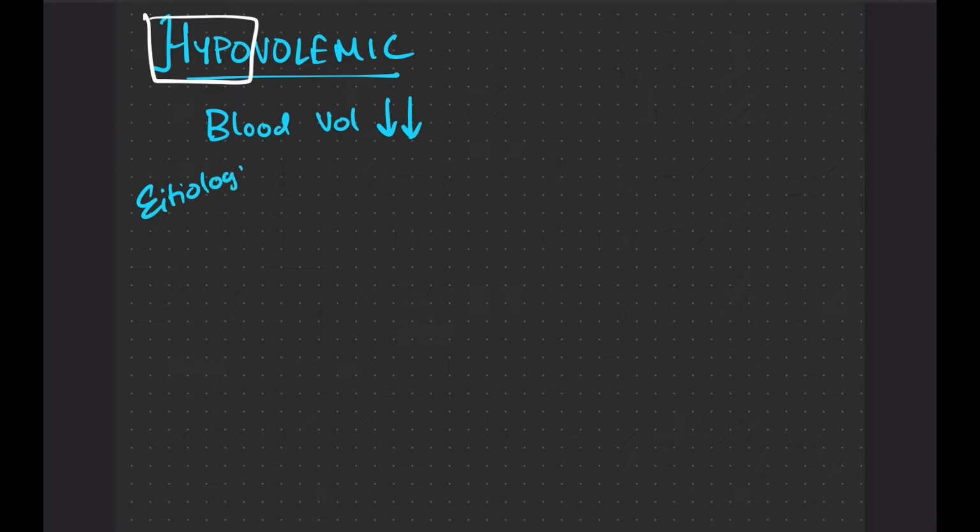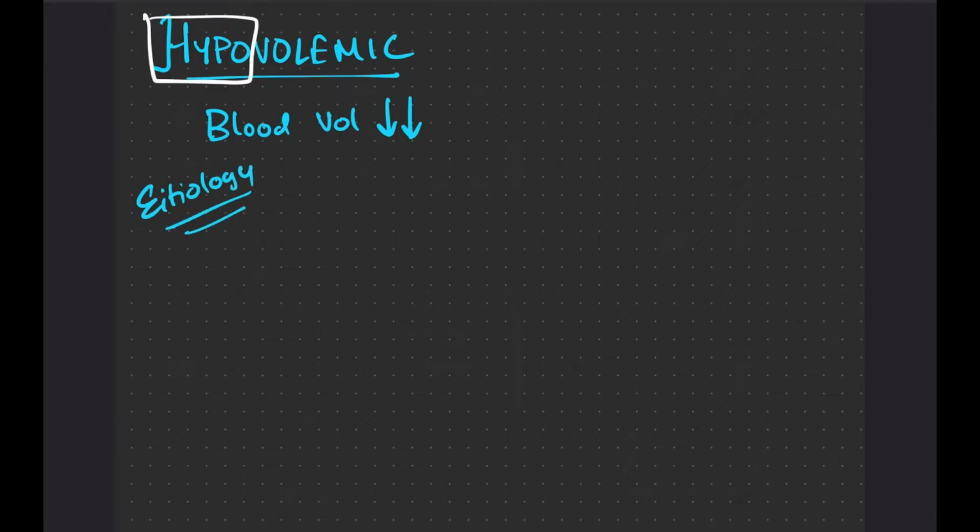So let's start with the very first type of shock, which is hypovolumic shock. Let's break down the word into 2 parts. Hypo meaning less and volumic meaning volume. So hypovolumic shock is due to decreased blood volume. So what are the causes? What is the etiology? Etiology means causes.